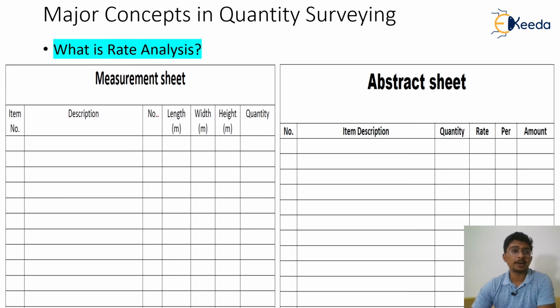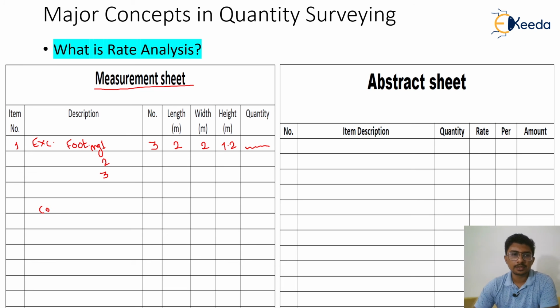Now the important parts. As in the previous one, we have discussed that we first do a quantity calculation and write it down in a measurement sheet. So in a measurement sheet, I'll have this one. Then the excavation for footing number 1. The number of footings is, suppose, 3. What is the length? That is 2 meter. What is the width? That is 2 meter. And the height, suppose 1.2 meter. Whatever quantity comes, you are going to write it. Likewise for footing number 2 and footing number 3. Then we have the concreting for footing number 1, footing number 2, footing number 3.